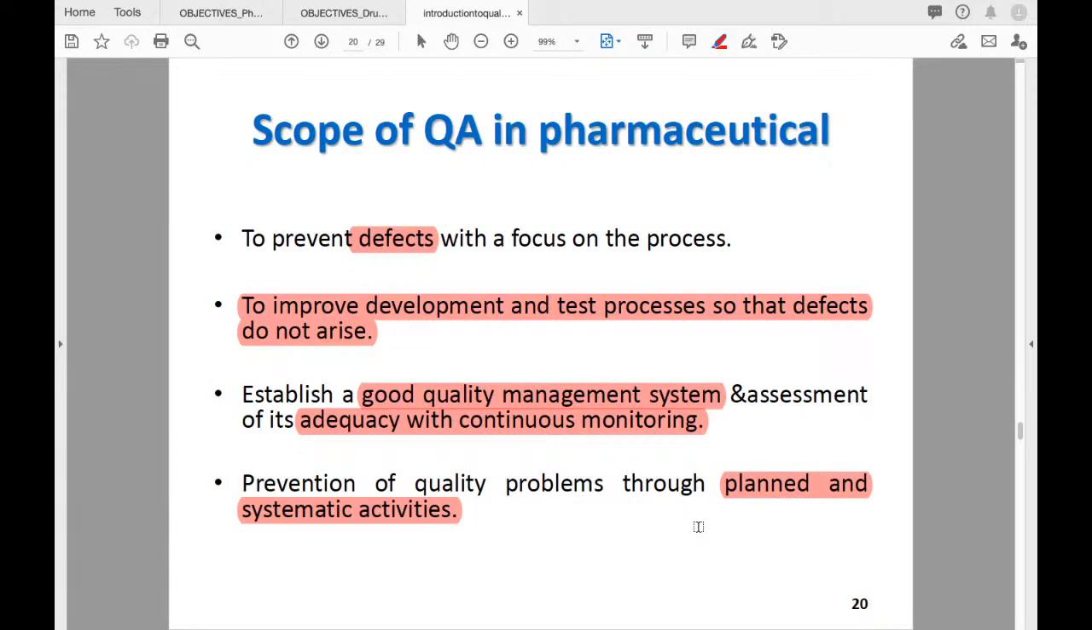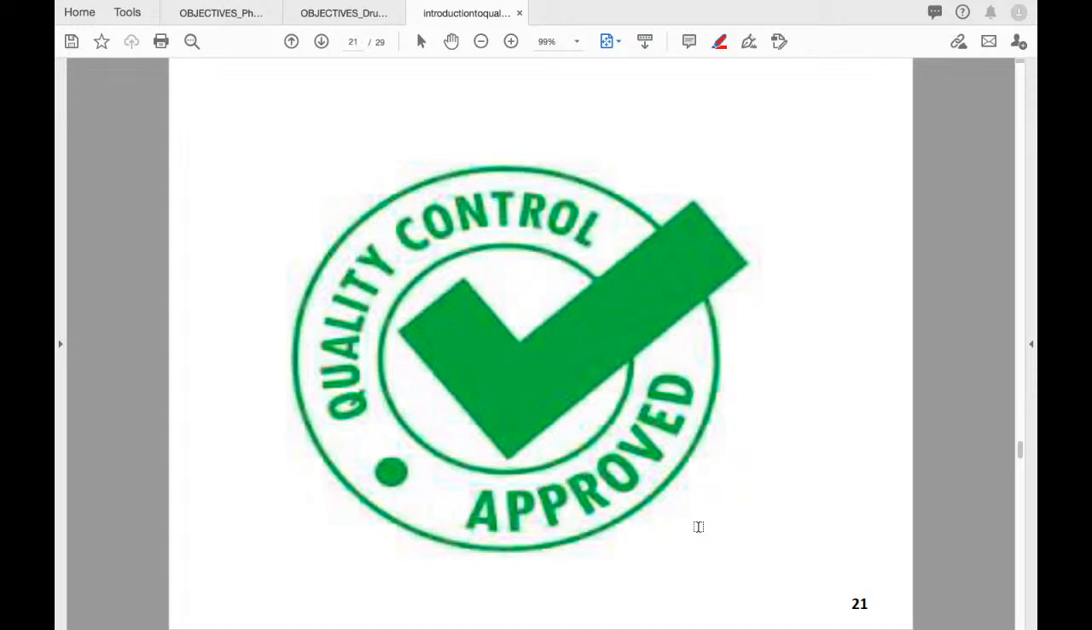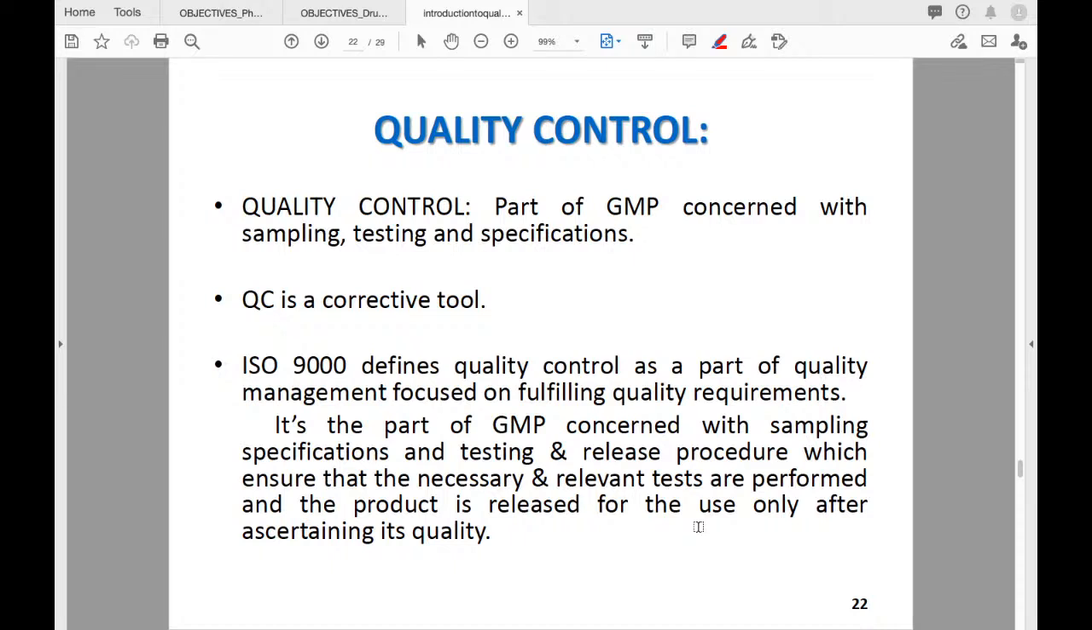Now we take the next topic, quality control. So how quality control is approved, how it is maintained. So basically quality control is a part of the good manufacturing practices, GMP, which deals with the sampling, testing, and specification. And it's actually not a managerial tool like we were talking about previously, quality assurance. It's basically a corrective tool.